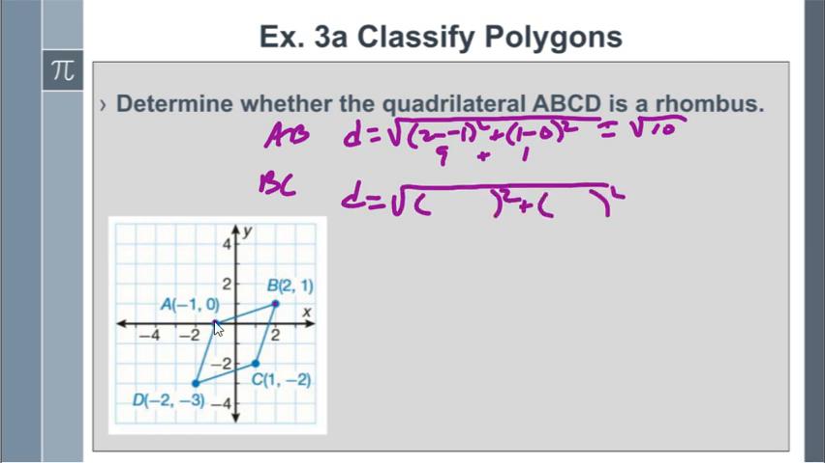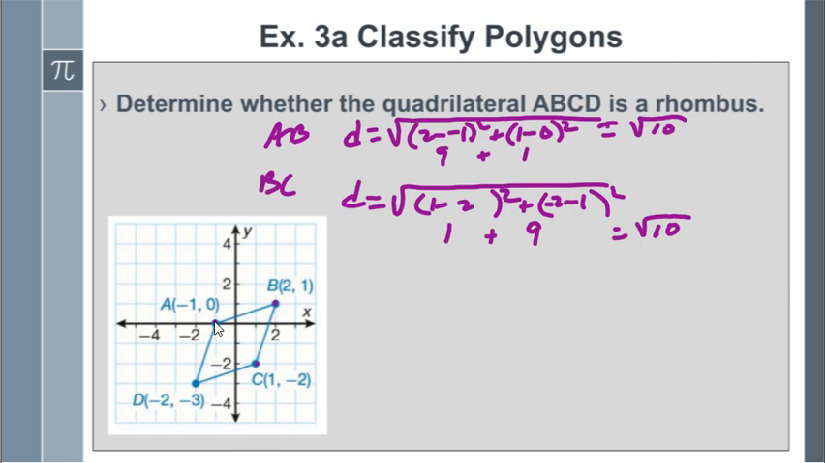So we're going to go from B to C now. B to C, we have 1 minus 2 squared, and then we have negative 2 minus 1 squared. 1 minus 2 is negative 1. Negative 1 squared is 1. Negative 2 minus 1 is negative 3. Negative 3 squared is 9. That would give us the square root of 10 when we add them together.